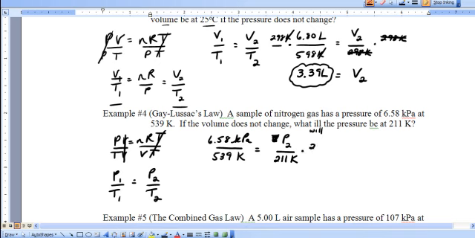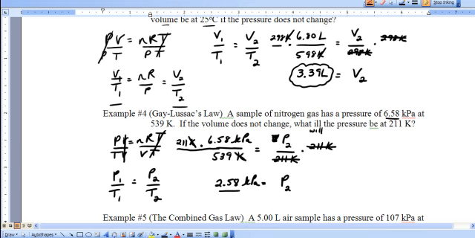So we're going to multiply the 211 Kelvin over to the other side. Of course, the 211 Kelvin divides out completely over here. The units of Kelvin divide out here on the left, top and bottom. And now our final pressure, P2, is simply going to be 211 times 6.58 divided by 539. And if you perform that calculation, you do get a final pressure of 2.58 kilopascals. And that makes sense because we thought the pressure would decrease as you decrease the temperature, and in fact it does. It went from 6.58 kilopascals down to 2.58 kilopascals.